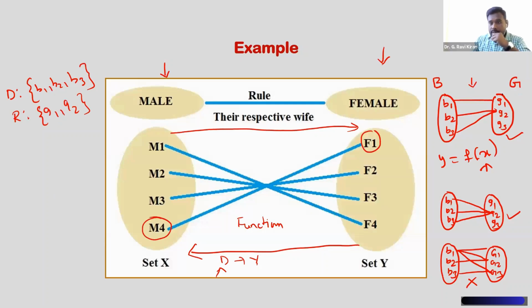But the codomain is the set of all these three elements. Codomain is G1, G2, G3. Now, if you take the second example, the domain is again B1, B2, B3. But in this case, the range is different. All three elements are mapped to only one element, G2, so the range is a set of only one element, which is G2.